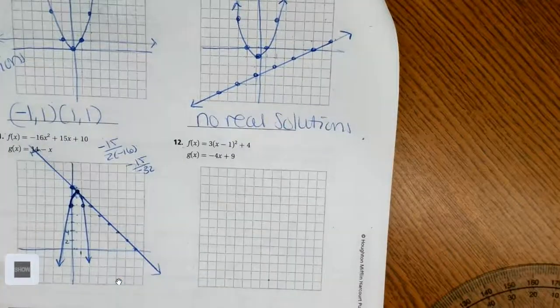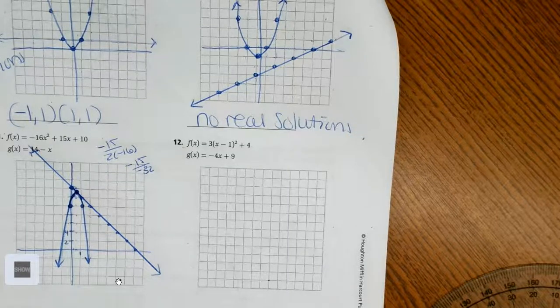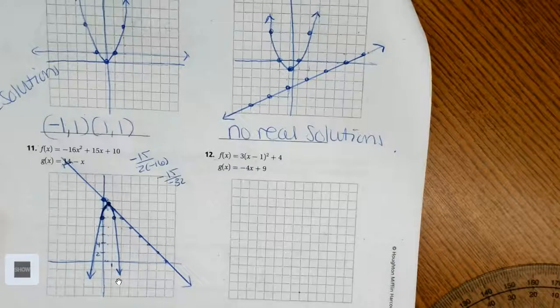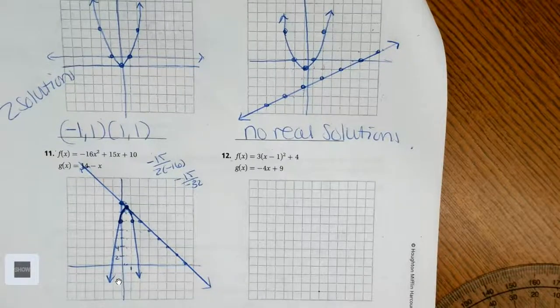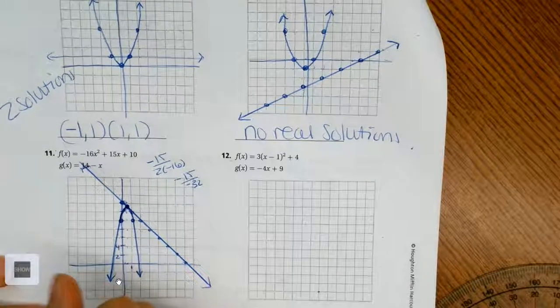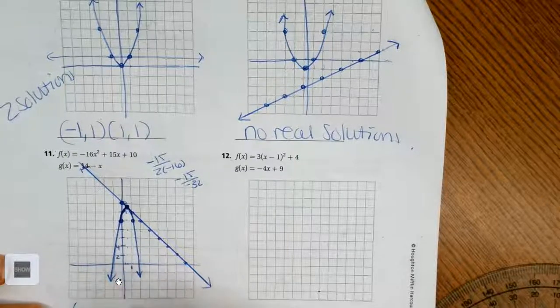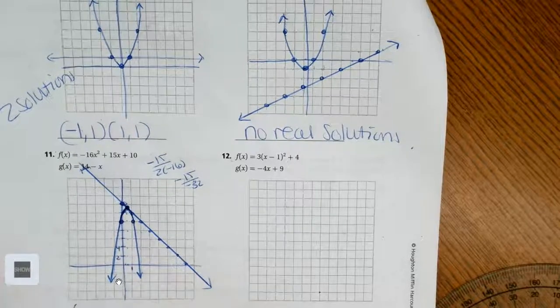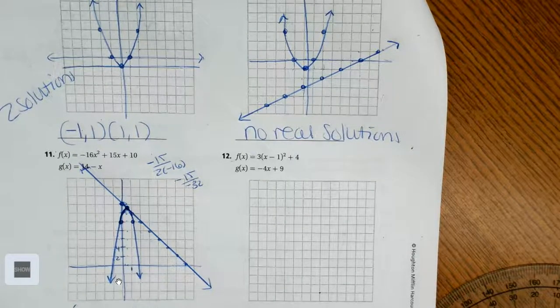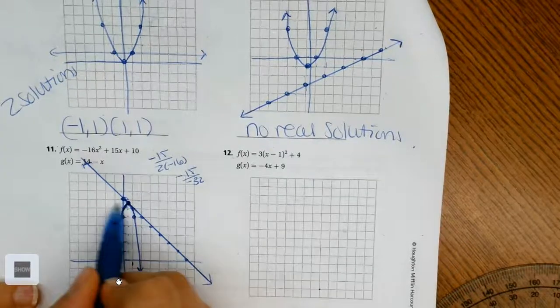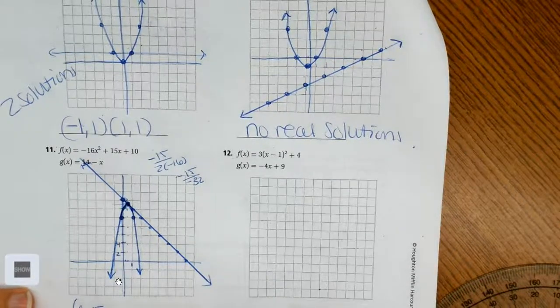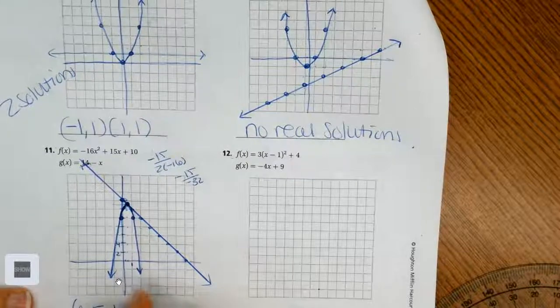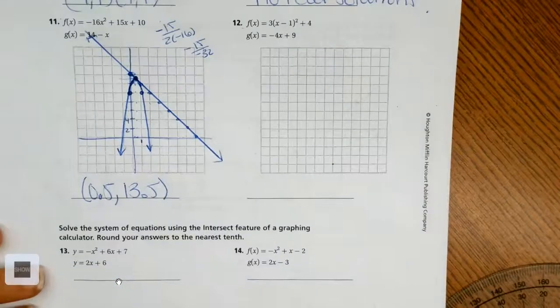How many solutions? One, right? And it's at negative 0.5. They said the approximate solution, estimate it, so it's about negative 0.5. What was 15 divided by 32? It was 0.468, approximately 0.5. And then what's this height? 13.5. Is this making sense to you guys?